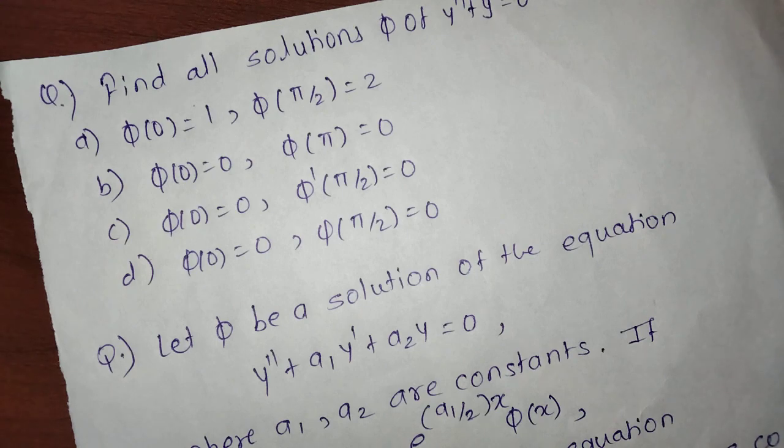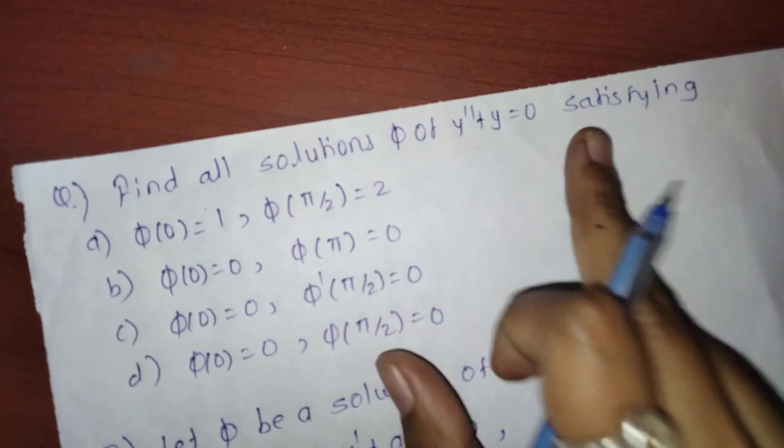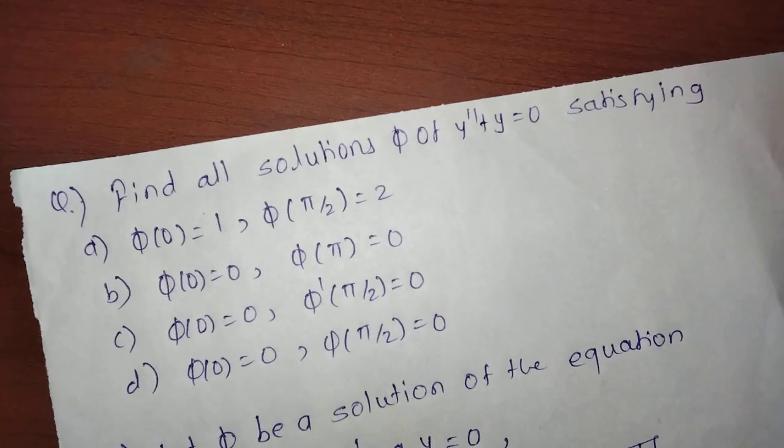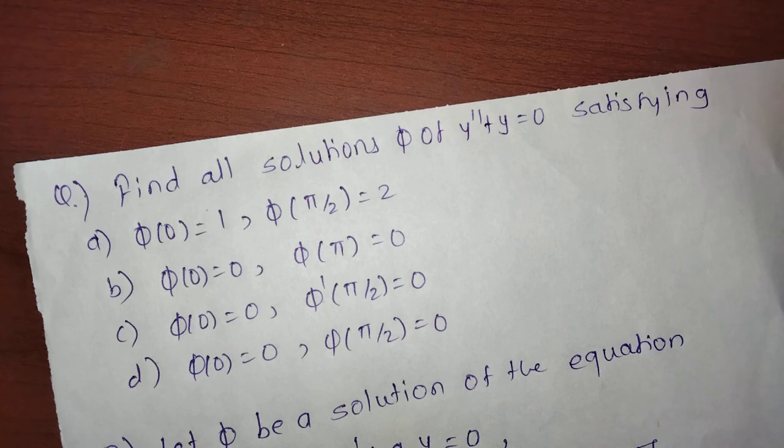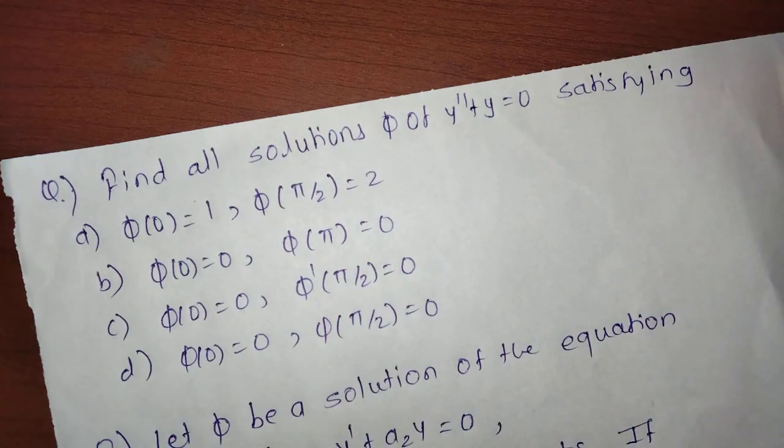Means when we put these values in the solution of this differential equation, you can get the value of the constants. And then after putting the values of the constants in the solution of this differential equation, you can get the solution which satisfies these conditions. Similarly for second, third, fourth.